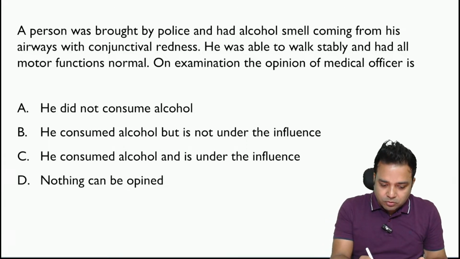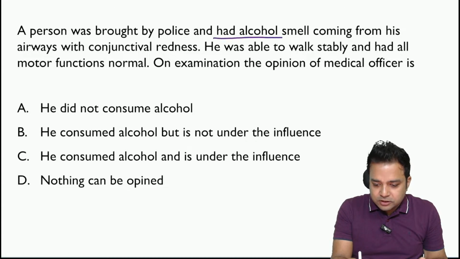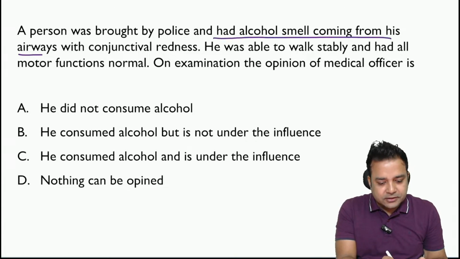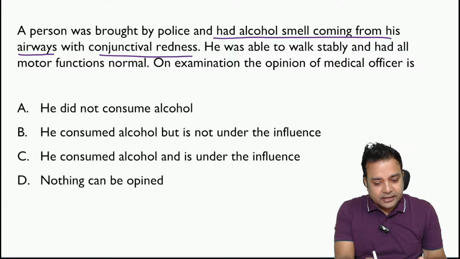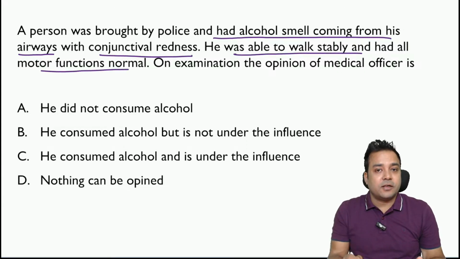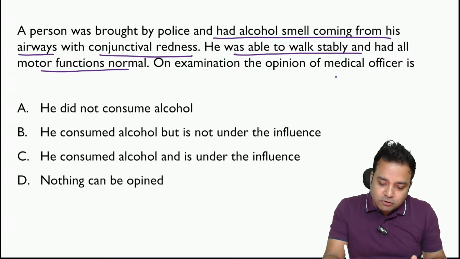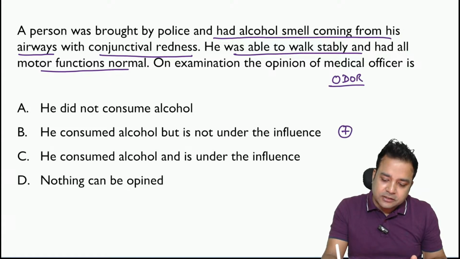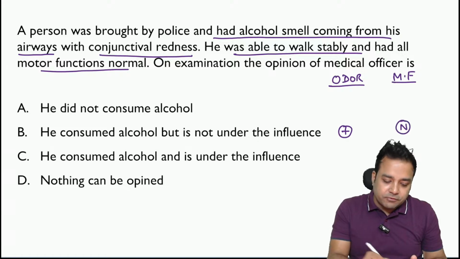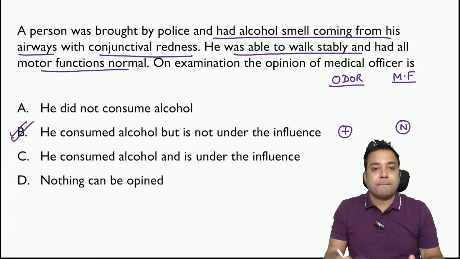So the question here says that he had alcohol smell coming from his airways with conjunctival redness. He was able to walk stably and had motor functions normal. That means he has consumed alcohol because odor is present. So if the odor of the alcohol is present, but motor functions, MF for motor functions, if they are normal, then we give the opinion like option B.